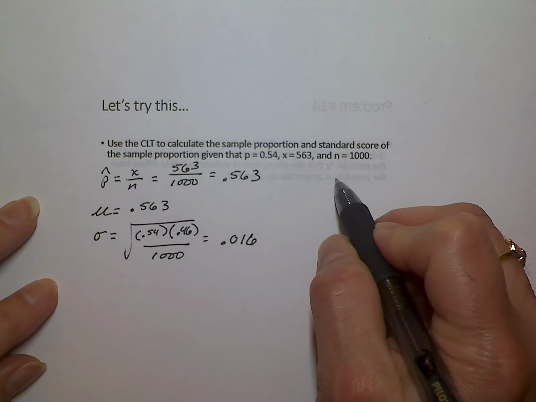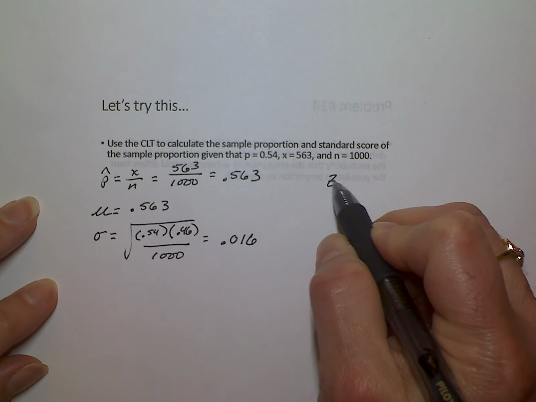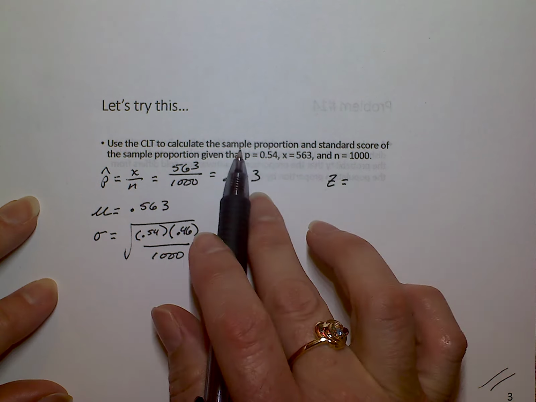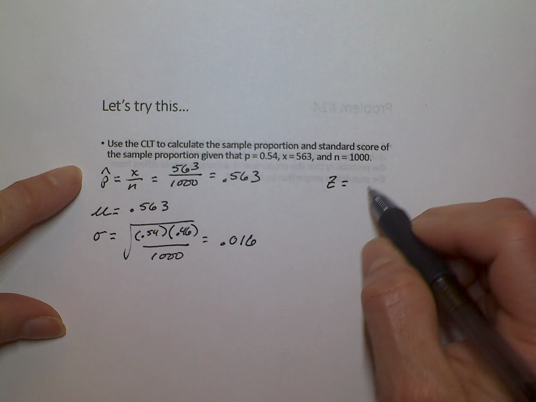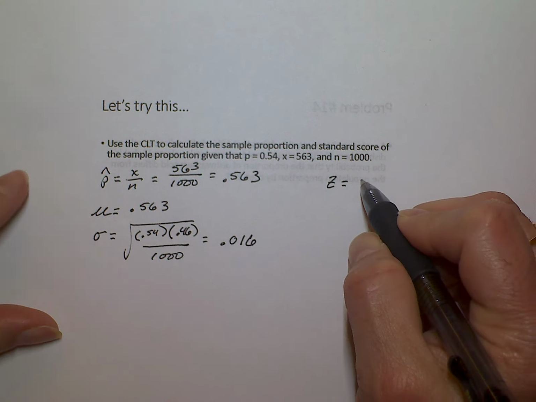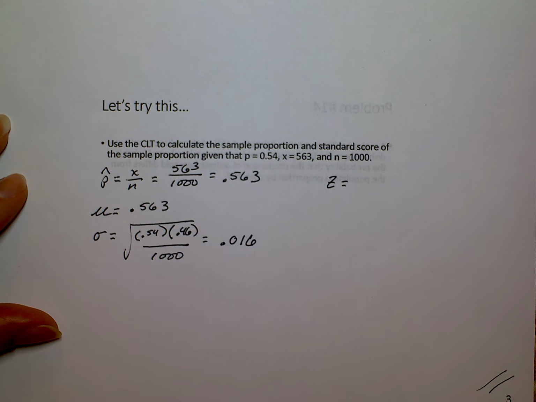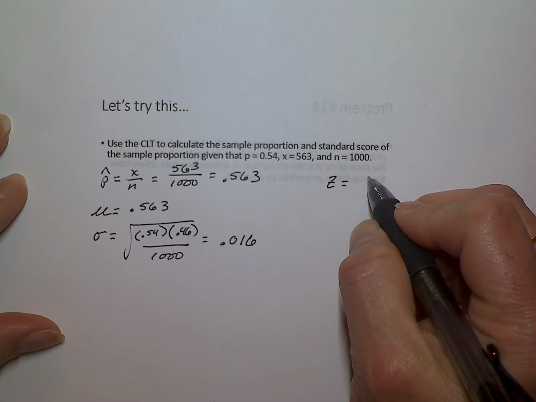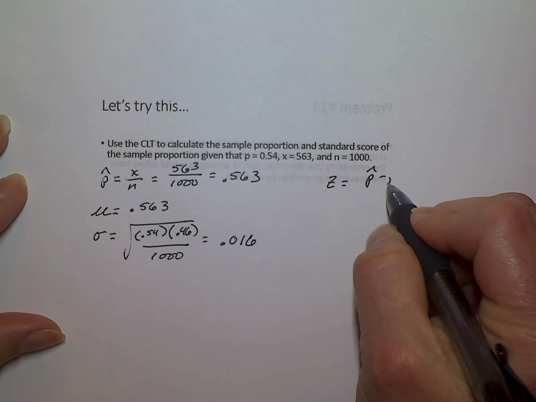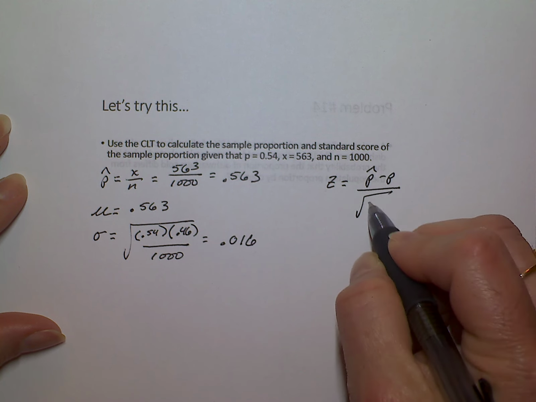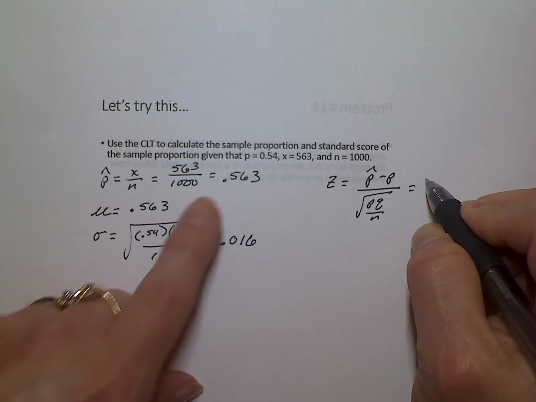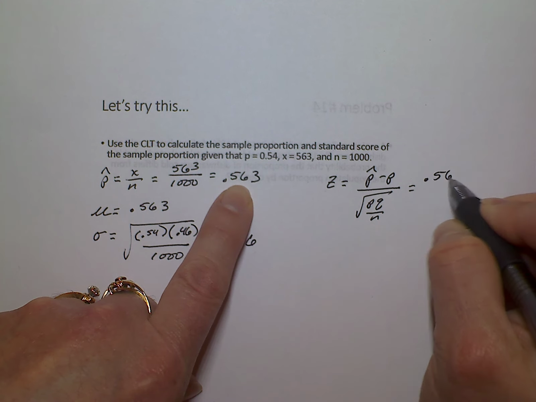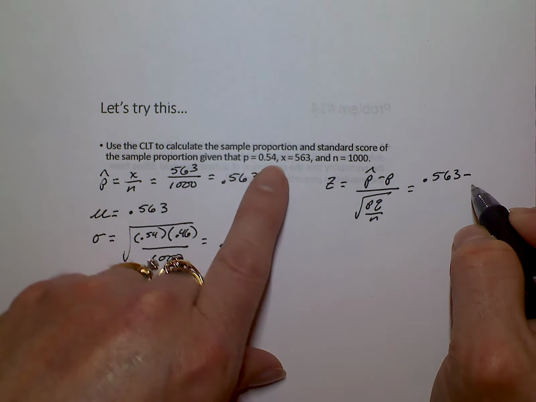Okay, we need a z. Oh wait, it just said the sample proportion and standard score. Oh yeah, standard score. Okay, read the question. So our new formula for z that we just wrote down was p hat minus p over square root of pq over n. P hat is our sample proportion. P is our population proportion.